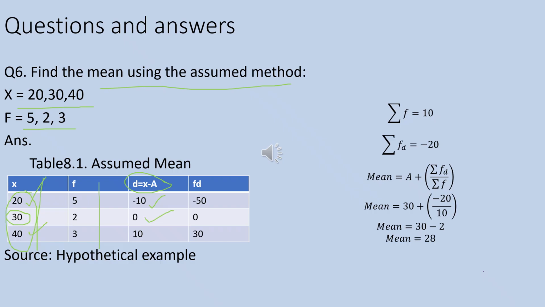Now we find the summation of f, that means adding up all the frequencies, which is equal to 10. Now what is summation fd? Adding up all the fd: minus 50 plus 0 plus 30, which is equal to minus 20. Putting the values in the mean formula, mean is equal to a plus summation fd by summation f. So mean is equal to 30 plus minus 20 by 10. Mean is equal to 30 minus 2, which is 28.